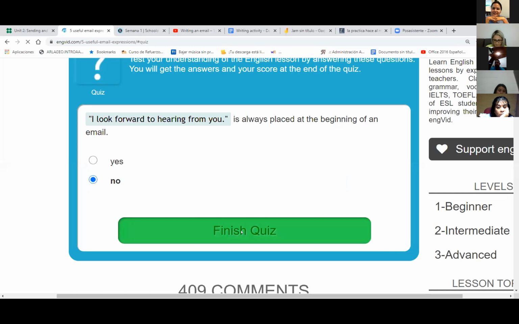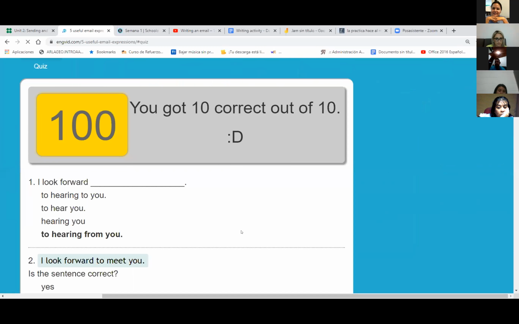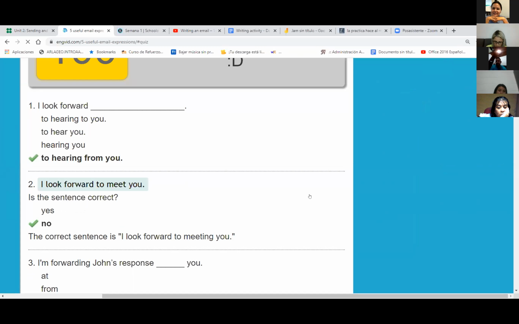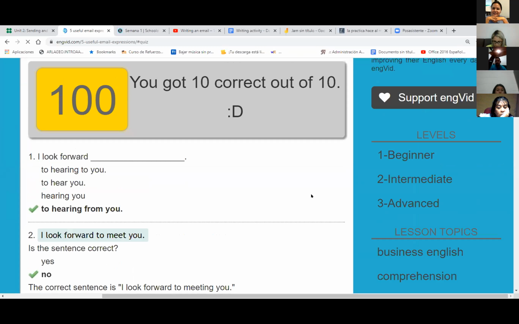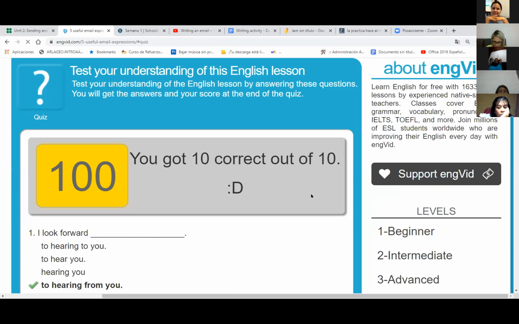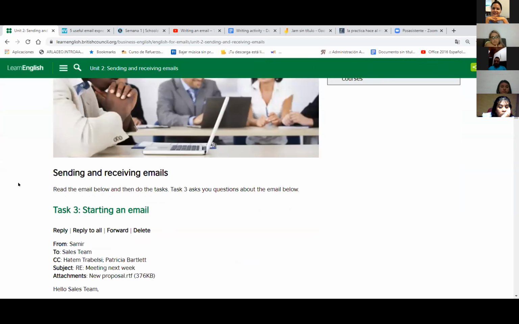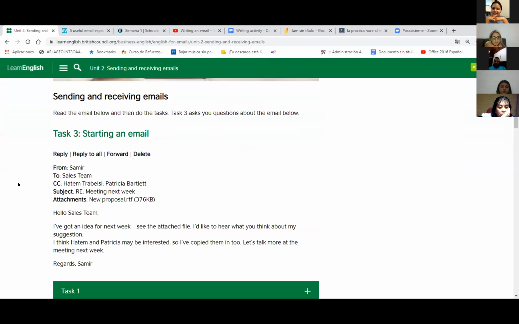Let's see the answers. Yay, we got 100. Good. So these are some expressions that we can use when we're talking about emails, right? To continue with the practice, because there are many expressions, we're going to work in groups now on this website, the British Council website. Over here, it says sending and receiving emails. We have some extra activities to practice information about emails. We have an example over here, sending an email.